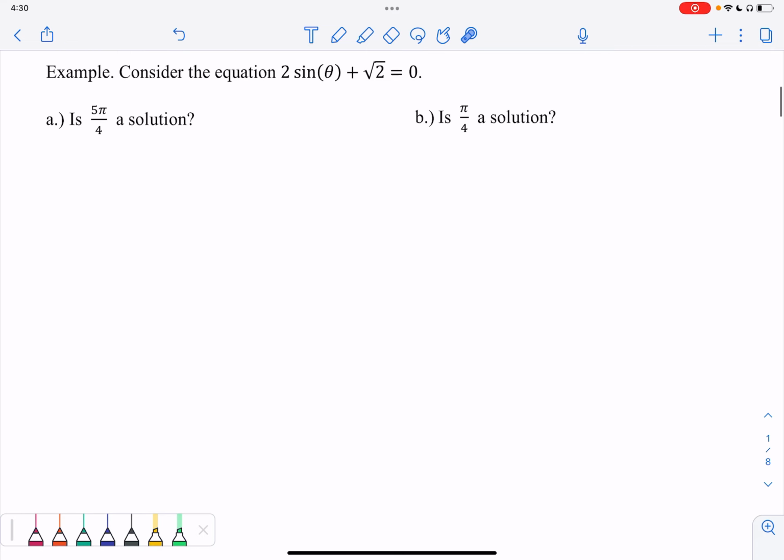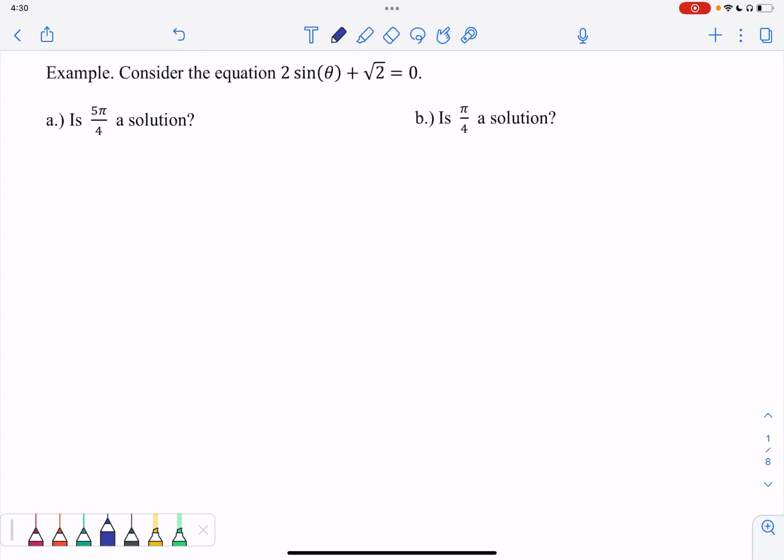Okay, let's look at some examples. Consider the equation 2 times sine of theta plus root 2 equals 0. Here we're trying to remember: what does it mean when we solve an equation? What are we finding? We're finding solutions. And what's a solution? A solution is a value that, when I replace the variable, makes the equation true. So this is asking, is 5 pi over 4 a solution?